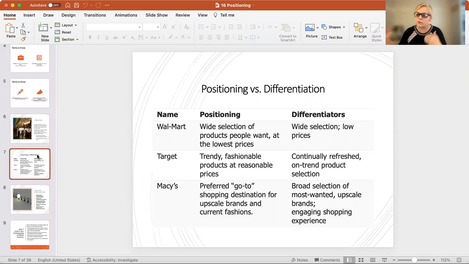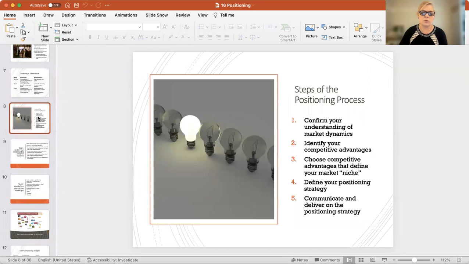What are points of differentiation? Well, Walmart: wide selection. You can get almost anything, and low prices. That's their point of differentiation. Target, they are continually refreshed, right? They're fashionable. They're on trend. Macy's, they have a broad selection of upscale brands, and they want to provide a really engaging shopping experience. So these are the ways they have positioned themselves in the market and in the minds of their consumers, and this is how they're different from one another. So that kind of helps you think through that.